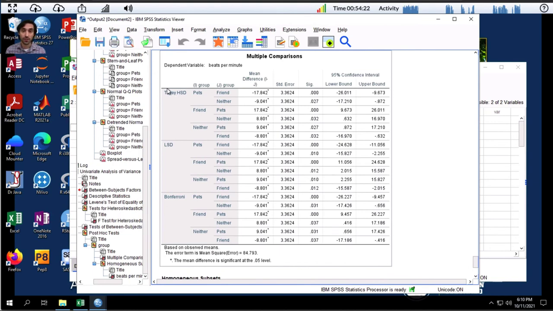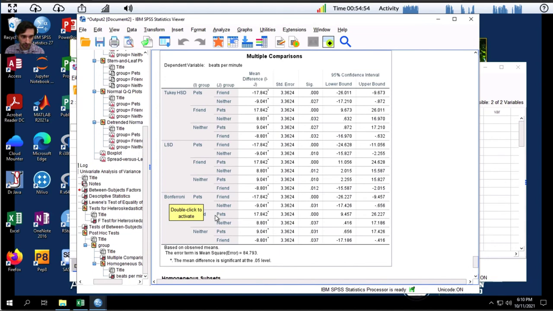Now, again, there are three different tests looking at you, the Tukey, the LSD, and the Bonferroni. So if I look at the exact same thing, because again, these are the exact same results, it does it in order from pets, friends, neither, pets, friends, neither. All right, so let's just look at where our p-value was with pets and neither. Or I'm sorry, with friends and neither. So we have friends, neither.